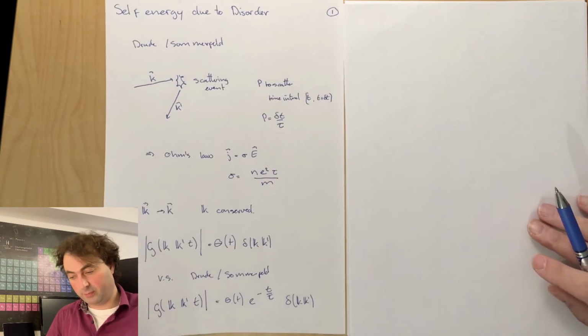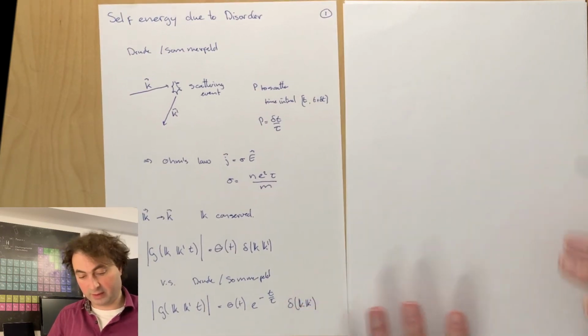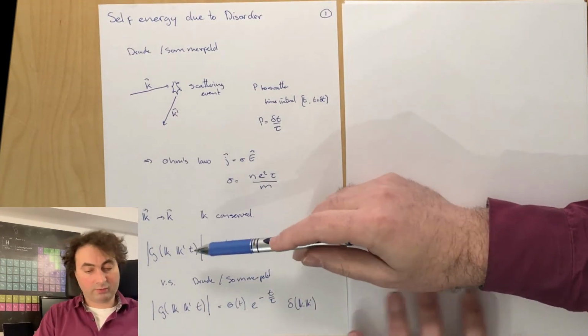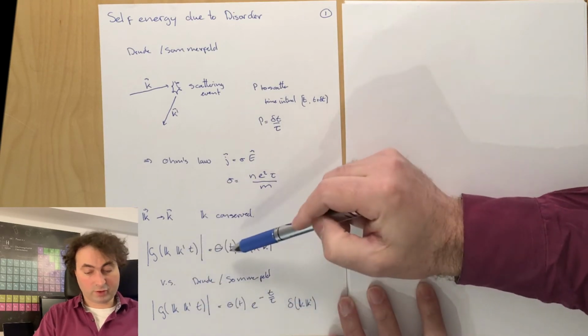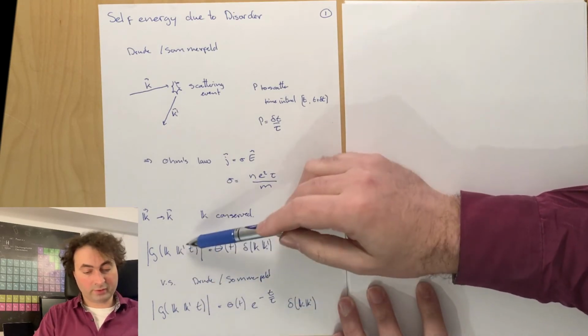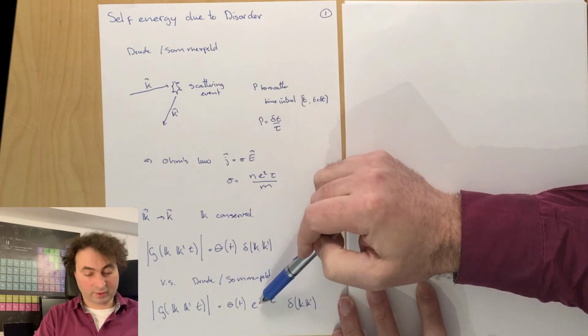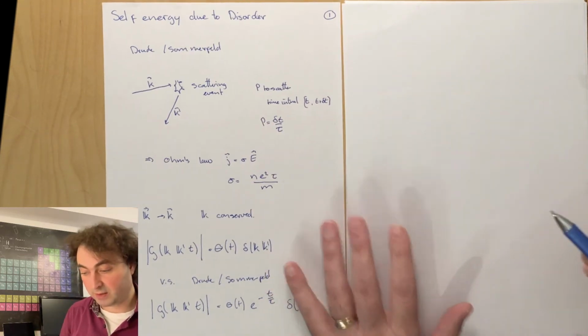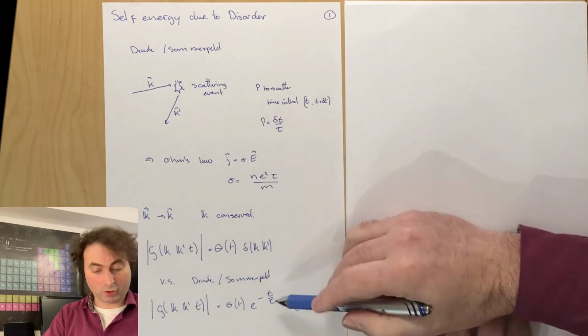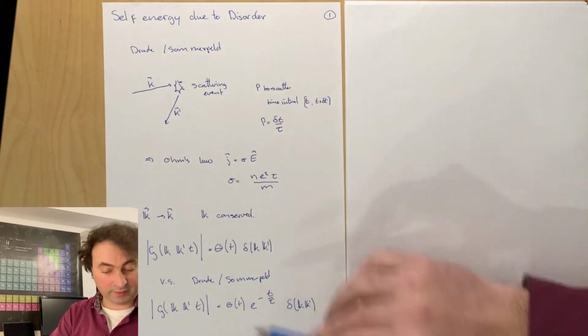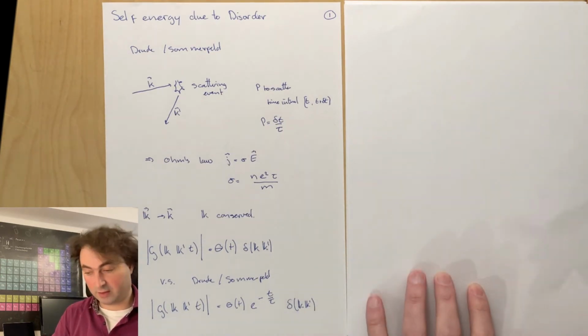So what we want to investigate in this lecture is how we will be able to go from a Green's function that is conserving the crystal momentum to a Green's function where the crystal momentum decays, and ideally we should obtain a form that decays as e to the minus t over tau.